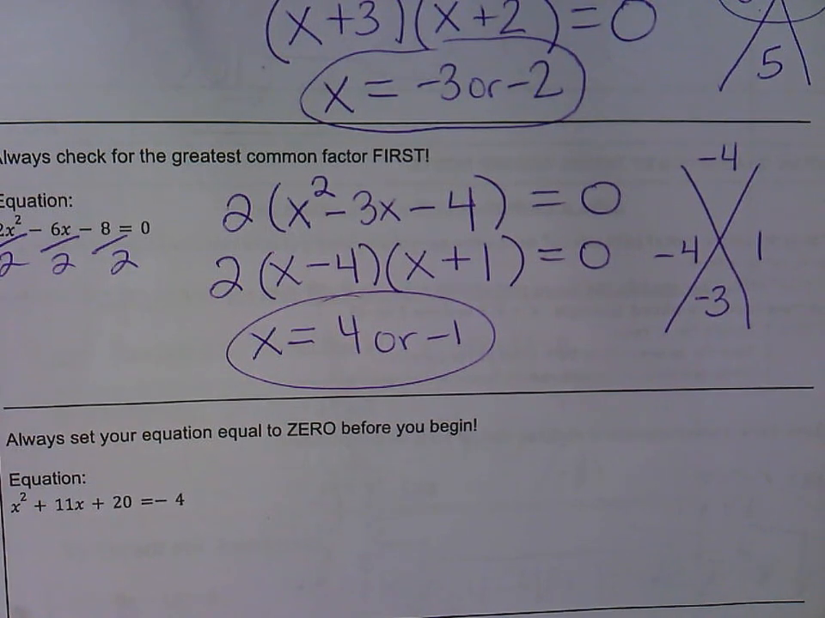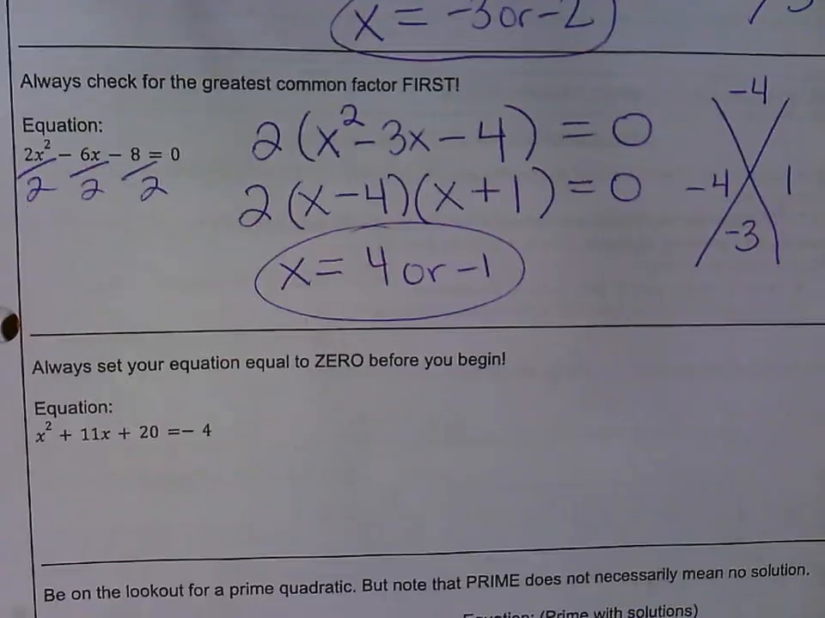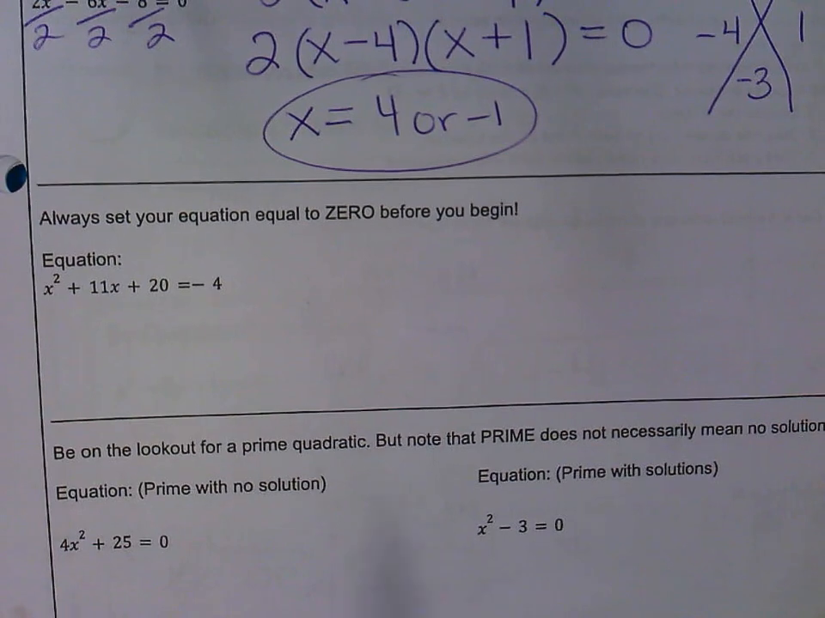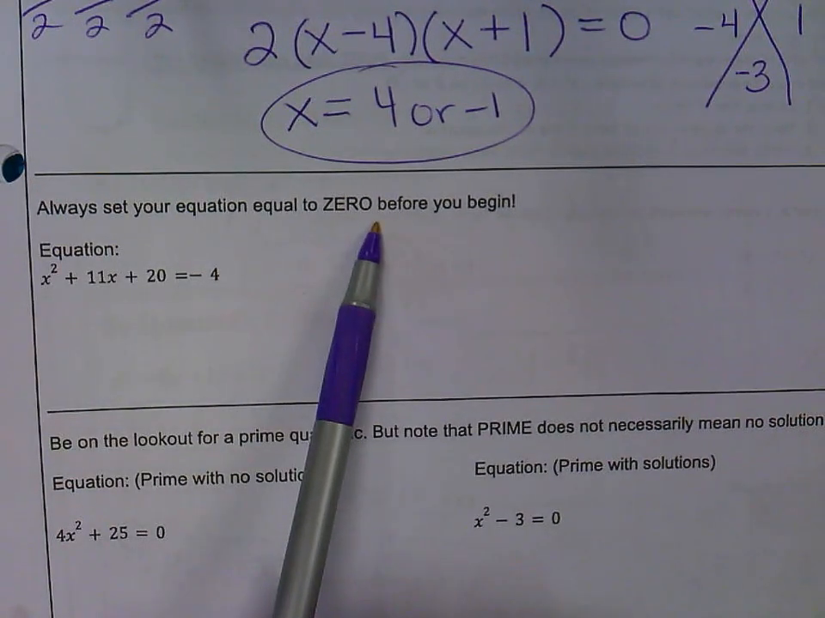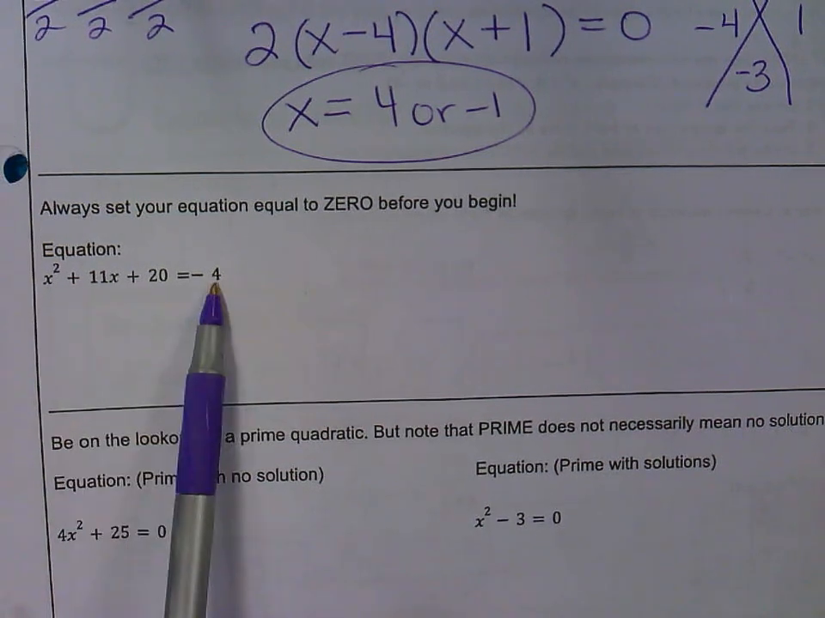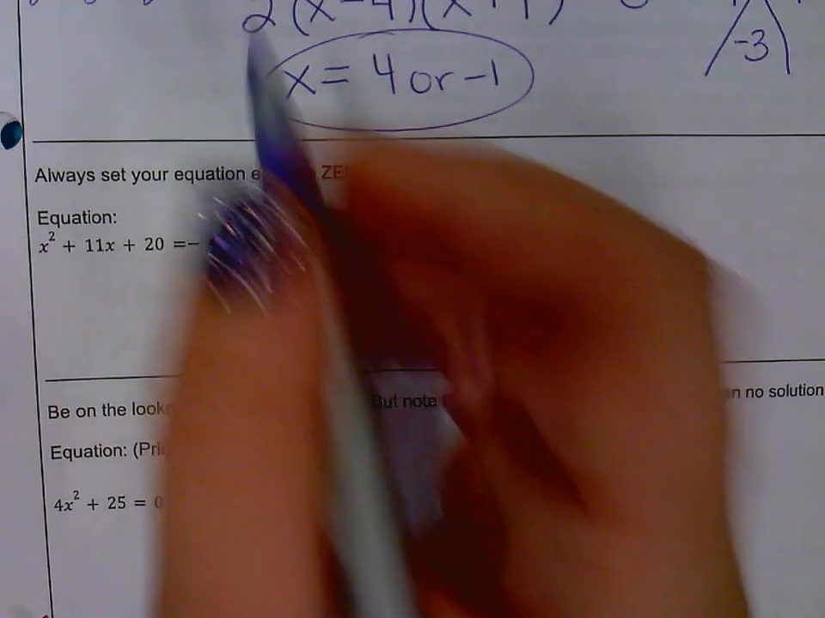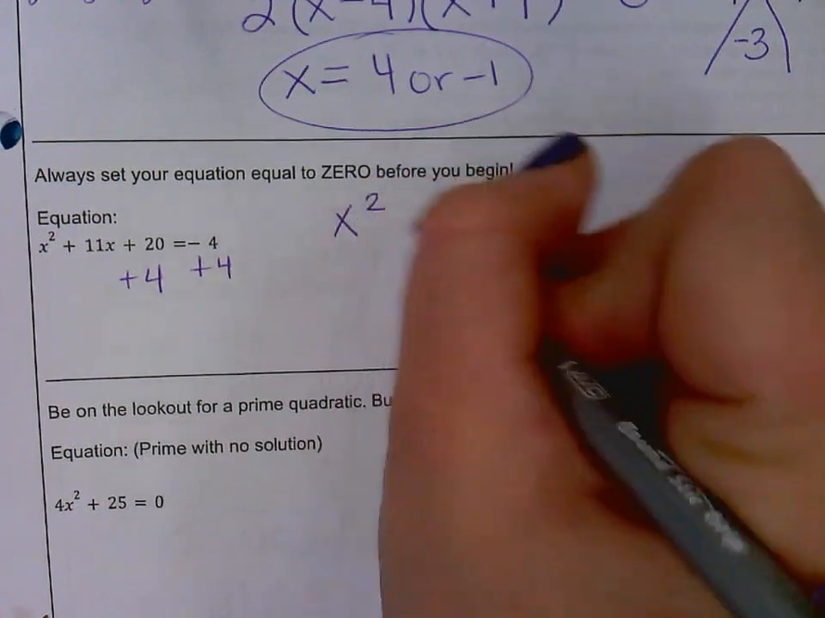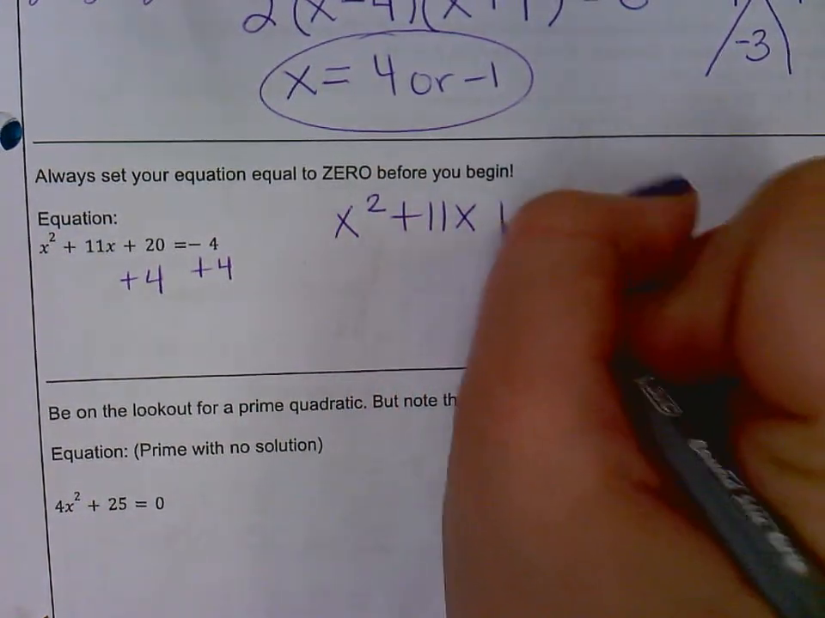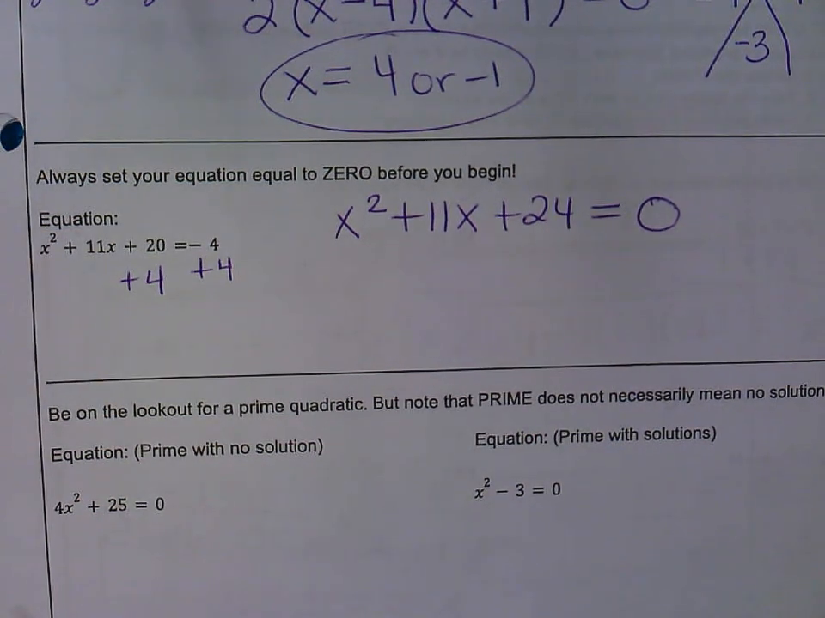So things to look out for on your test: making sure it's in standard form, factoring out a greatest common factor. We've seen examples like this before as well. I wrote, always make sure to set your equation equal to 0 before you start. Do I have a 0 over here? No. How am I going to get a 0 on this side? Add 4 to bring it over here. So now I have x squared plus 11x plus 24, and now I can factor it because it's equal to 0.